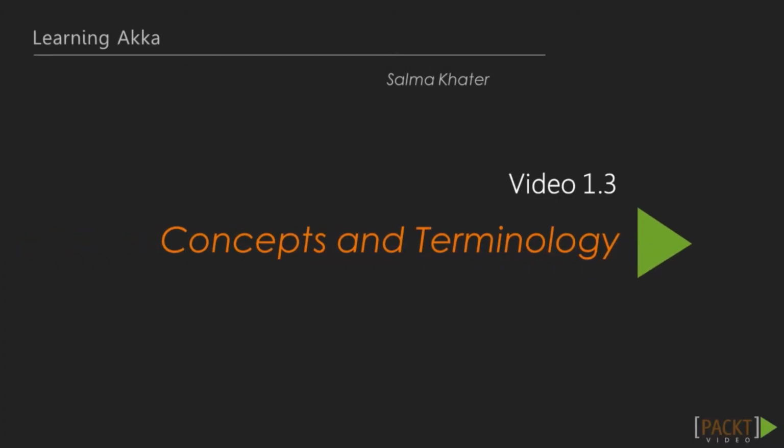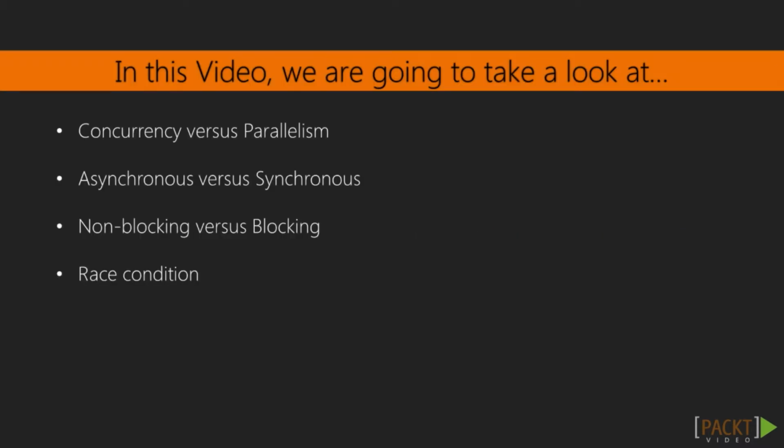Welcome to the second video in this section. In the previous video, we talked about concurrent applications and the actor model. In this video, we will take a look at some concepts and terminologies to make sure we understand them as well as know the difference between them. First, we will talk about concurrency versus parallelism. Next up, we will be asynchronous versus synchronous calls. Then we will talk about blocking and non-blocking of threads. And finally, we will talk about race condition.